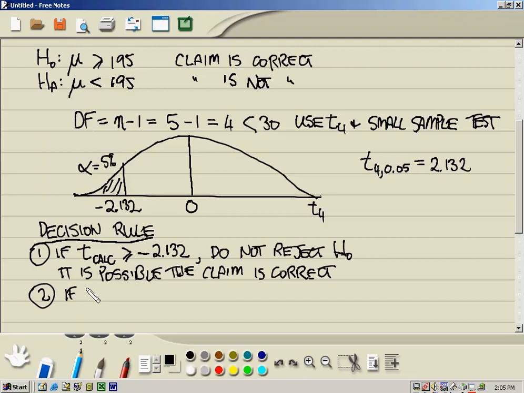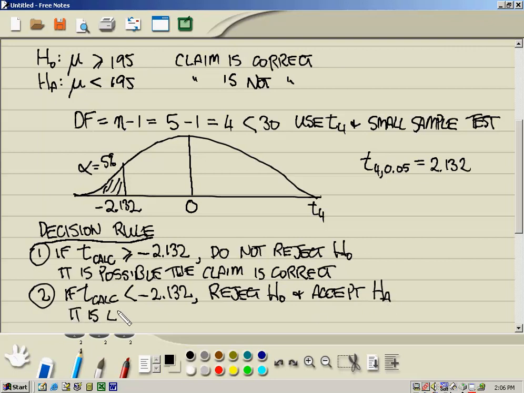Alternatively, if t-calc gets less than minus 2.132, we're now sufficiently far enough away from the hypothesized value that we will reject the null and in its place accept the alternate and say that it is likely the claim is not correct.